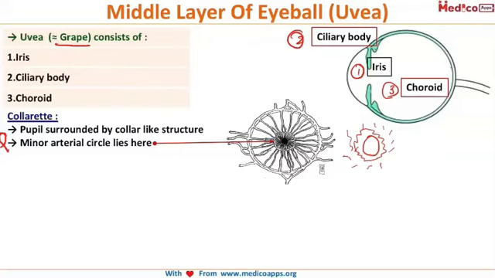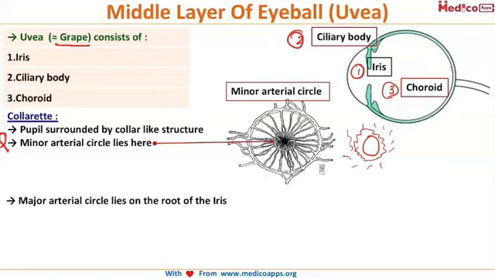Okay, and when I say there is a minor, obviously there will be a major arterial circle, and this lies at the root of the iris. Please remember this question also. Major arterial circle is at the root of the iris and minor arterial circle is in the iris collarette.